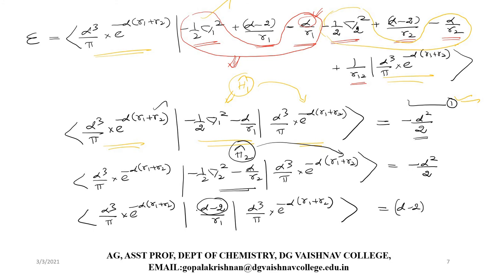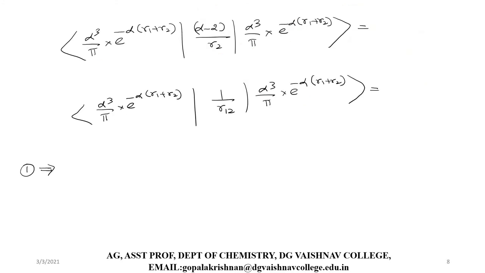You can keep it out, and if you calculate the integral of phi t star 1 by r1 phi t, you will get exactly this answer alpha. So this is alpha minus 2 into alpha. Similarly, the fourth integral also looks like the third one. So the value of this integral is also alpha minus 2 into alpha.